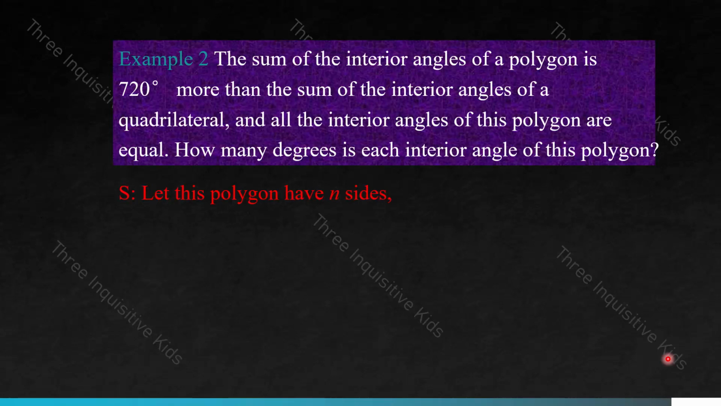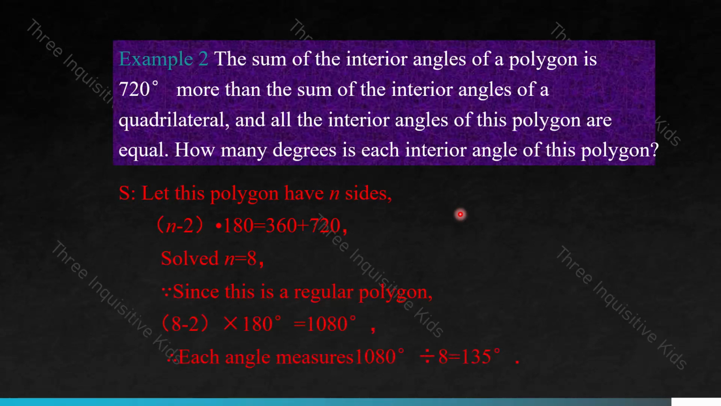Okay, so this has included a little bit of algebra. Even though it is a geometric problem, here we do have to set variables. Let this polygon have n sides. So from this information given in the problem, we can write the equation (n minus 2) times 180 degrees, which is the formula we learned, is equal to 360 plus 720. Solving, n is equal to 8. So because this is a regular polygon, we know that each angle measures 135 degrees.